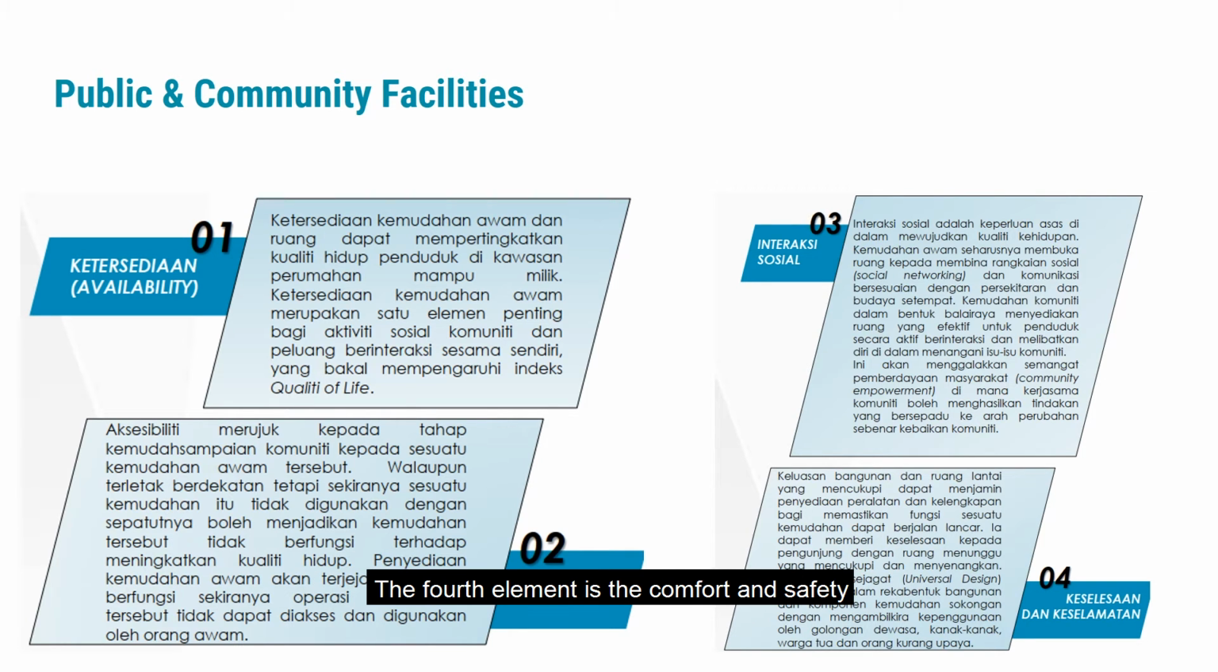The fourth element is comfort and safety. Adequate building area and floor space can ensure the provision of equipment and facilities can run smoothly. Universal design should be applied in creating buildings and components of supporting facilities, taking into account use by adults, children, the elderly, and the disabled.